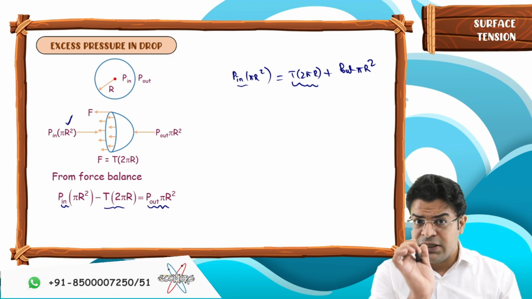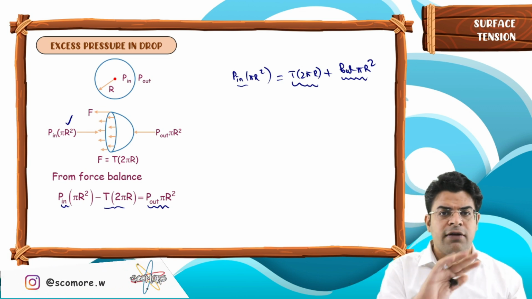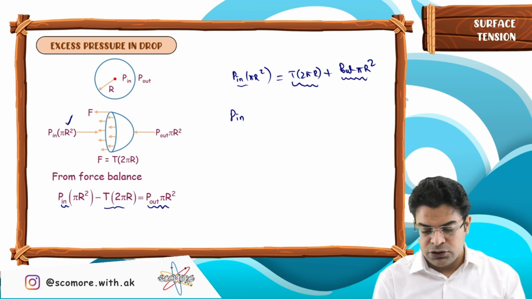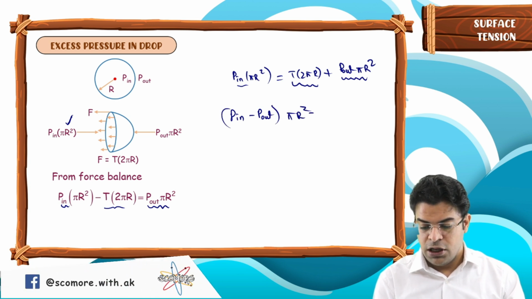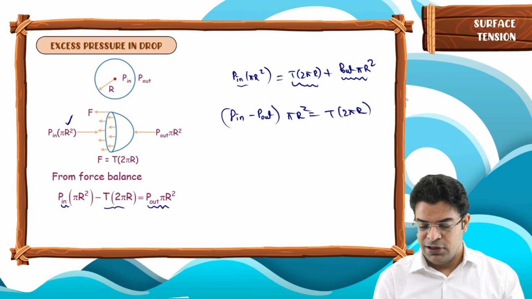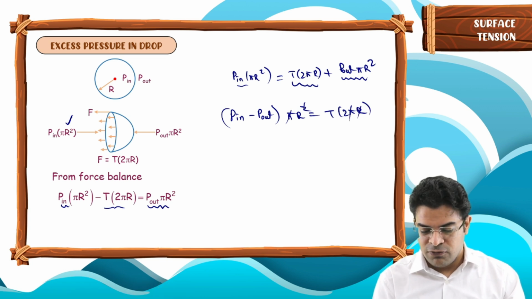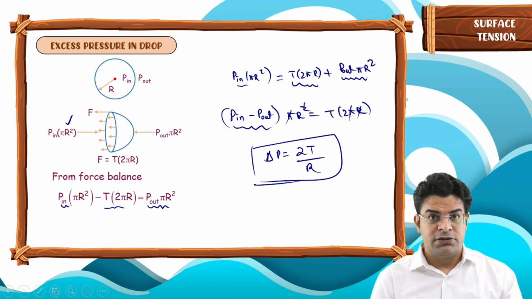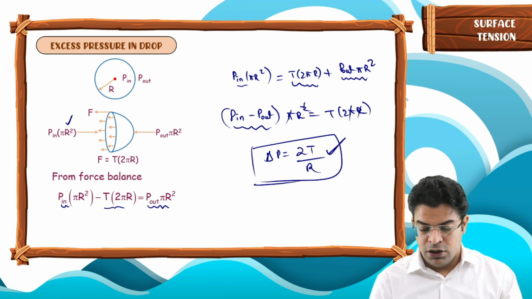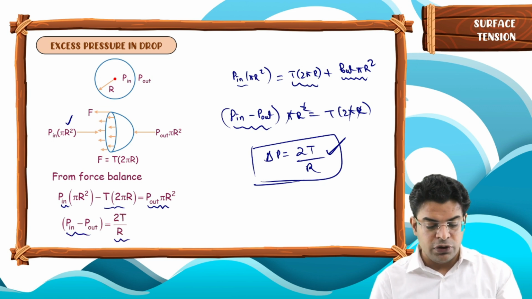Now bachcho, our mission is to find the excess pressure. So bring this term P out into pi r square to the left hand side and take pi r square common. So you get (P in minus P out) into pi r square equals T into 2 pi r. Cancel out one pi and one r. So what you get is P in minus P out, the delta P, equals 2T by r. So the pressure difference created is nothing but 2T by r.